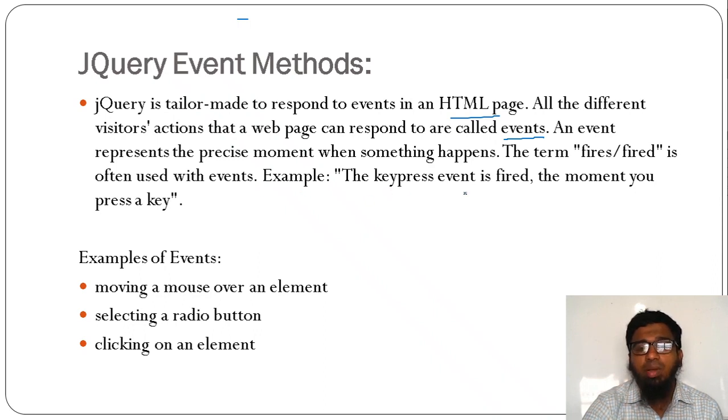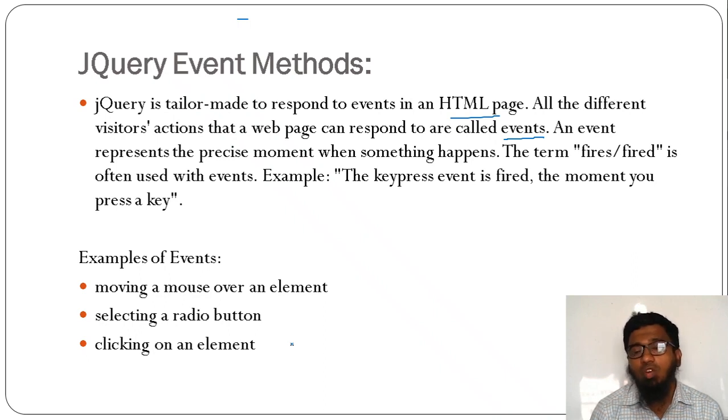For example, the key press event is fired the moment you press a key. Moving a mouse over an element, selecting a radio button, clicking on the element. When you do this kind of thing, it is called an event.